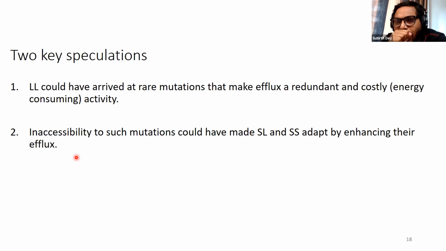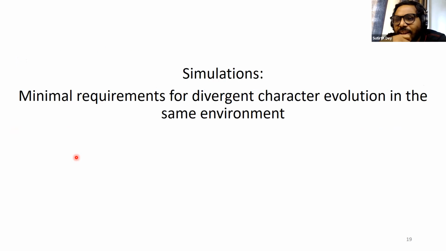So one possibility is that the LL populations were able to arrive at rare mutations, and the mutations have to be rare, which is why only LL could arrive at them and SL and SS could not. And once they arrived at those mutations, the LL populations no longer required the costly efflux activity to fight the antibiotic. So at that point, the LL could actually afford to lose all the costly efflux activity, whereas the SL and the SS did not have this option, as a result of which they had to stick with higher efflux activity. So this is a speculation, can we really check this out?